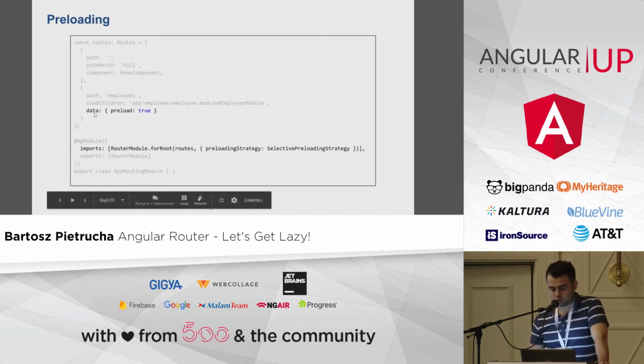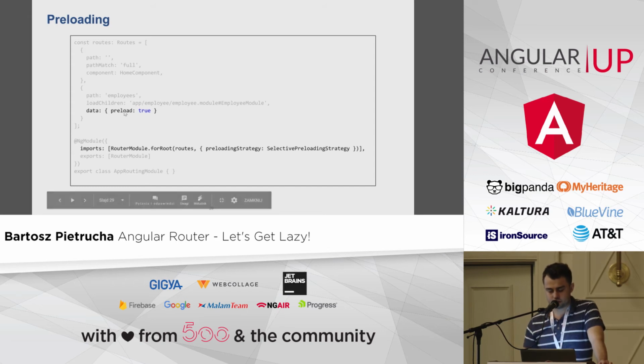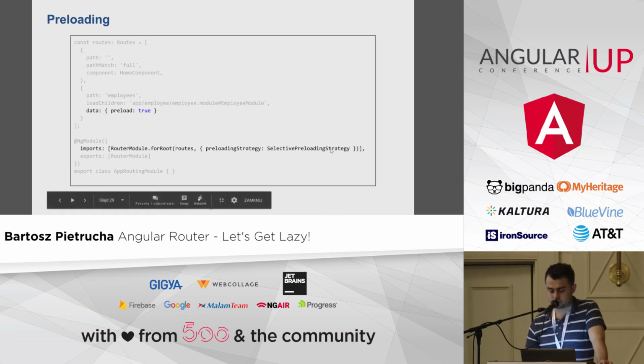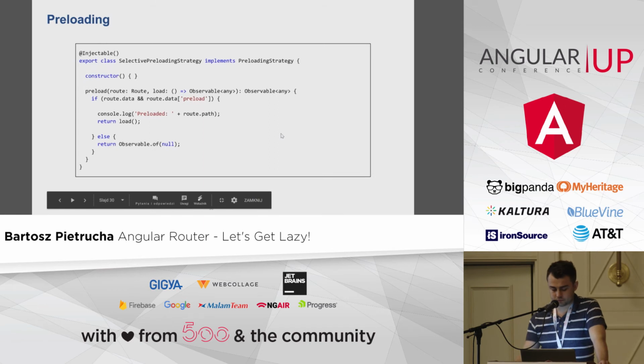To the router configuration, you can also pass additional data. They are stored under the data property. And this is not part of Angular. This is just our token that we use to indicate that this module we want to have lazy loaded. How does it work? Let's see how this selective preloading strategy looks like.